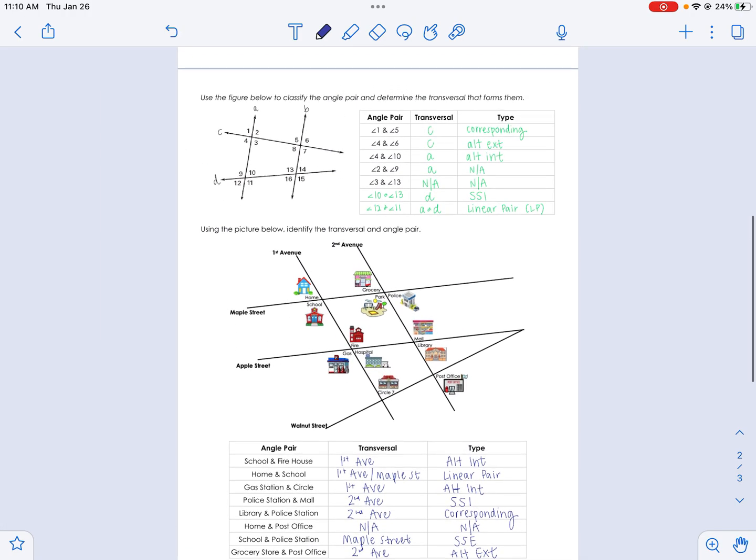Hopefully you're getting a grasp on what angles are what. Feel free to go back and watch this video again if you need to. But don't forget about your practice. Good luck with it.